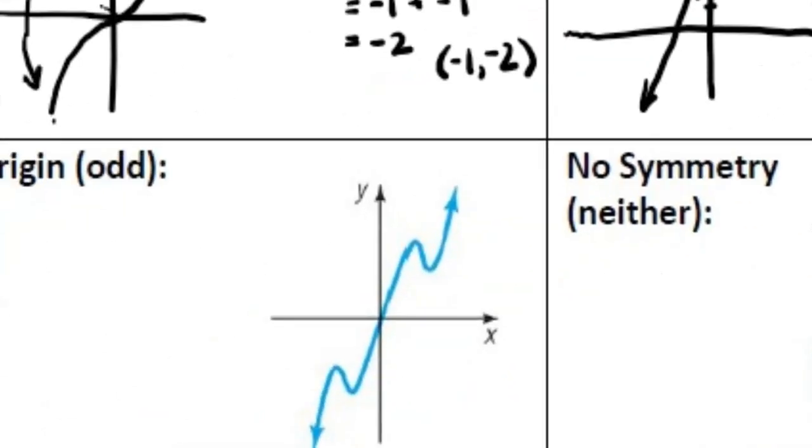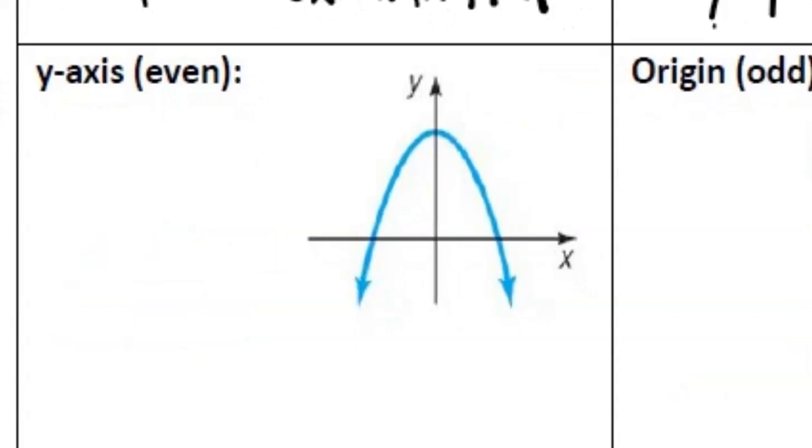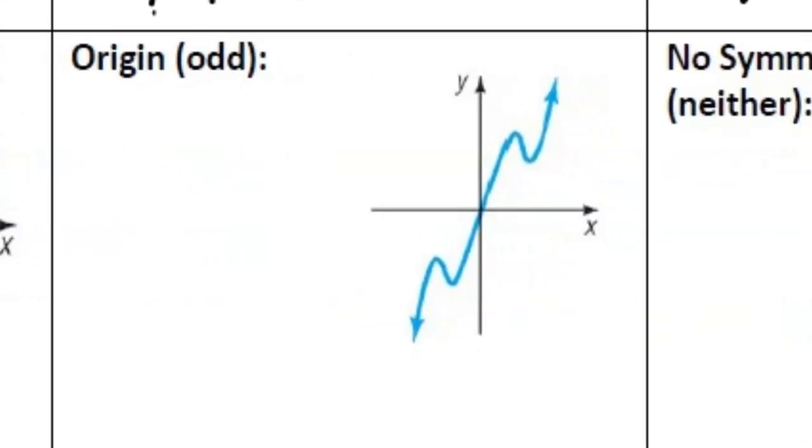Let's look at some graphic examples. The y-axis. In this case, if I think about this point, let's say this point 1, and it goes up, intersects our graph here at 2, so this point (1, 2). But if I go over to -1, I also go up 1, 2, and get to -2, and so this is an even function because it's symmetrical about the y-axis.